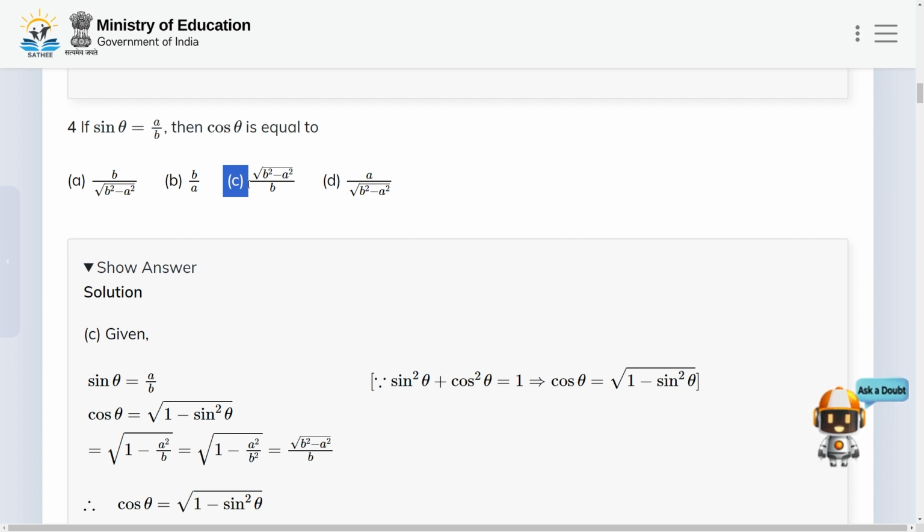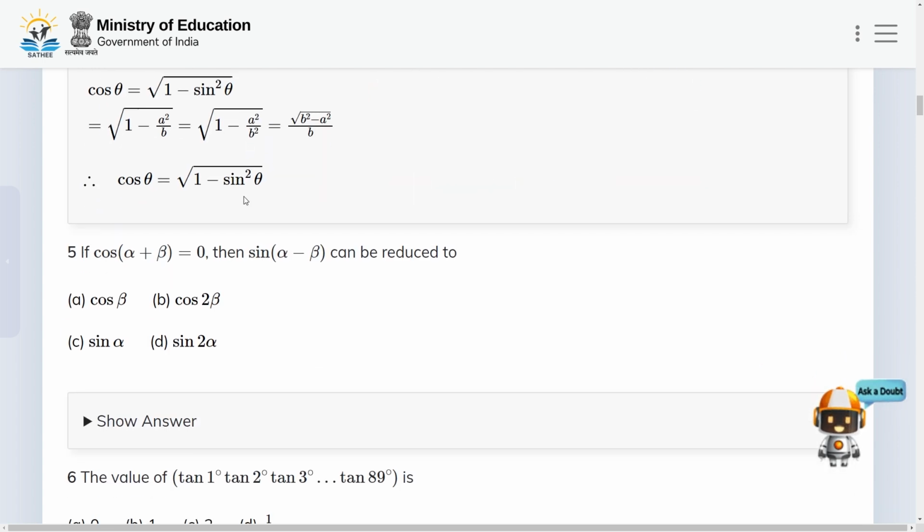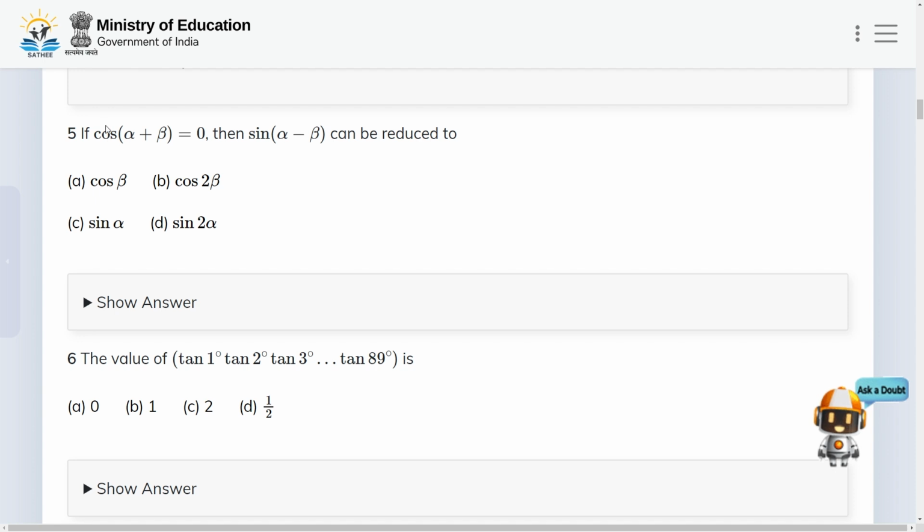Now let us move to the next problem. In the next problem we have: if cos(α + β) is 0, then sin(α - β) can be reduced to what? In this problem we are given 4 options. Among these 4 options, sin(α - β) can be reduced to one value. So let us see how to solve it.